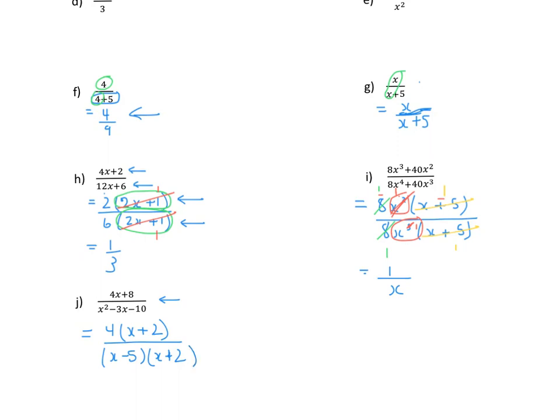Okay, and then if I work from there, I notice that I have a factor of x plus 2 and a factor of x plus 2, top and bottom. They cancel each other out. Leaves me with a 4 times 1 on the top and an x minus 5 on the bottom. And there's nothing further that I can reduce. So that's simplifying rational expressions, part A.